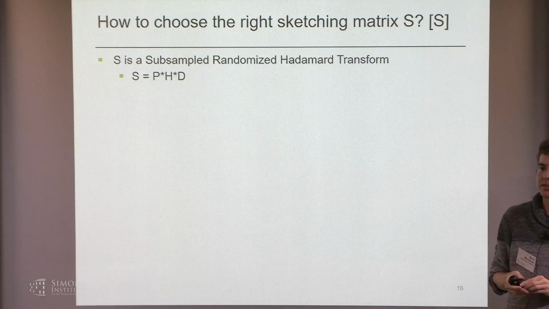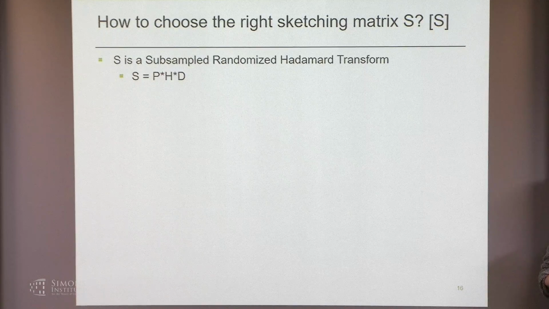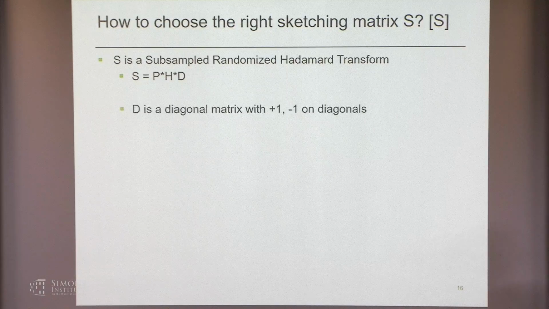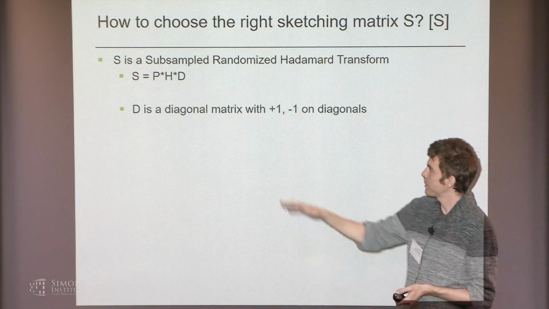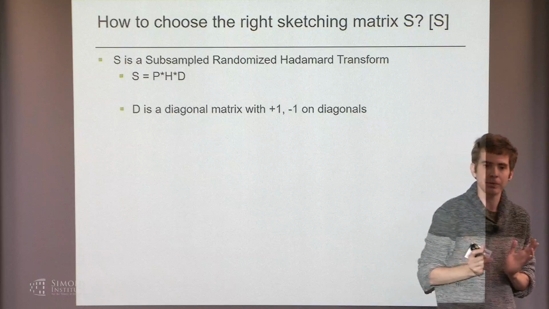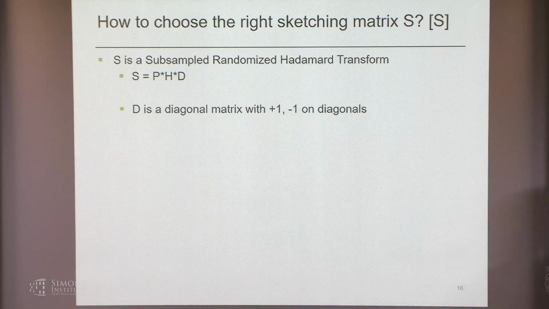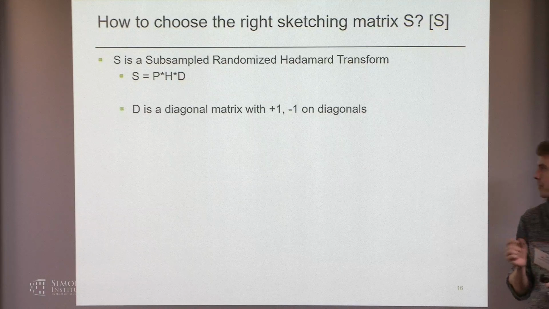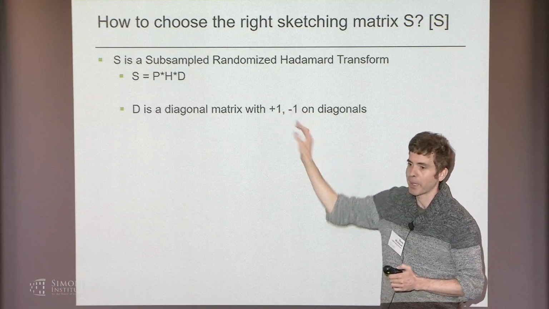Okay, so I just have one slide on this. Ken tomorrow will elaborate more on this and give a proof, but let me just give you some intuition. So what are these factors? D is just a random diagonal matrix, so the entries on the diagonal are chosen independently. Each entry with probability a half is chosen to be 1, and with probability a half is chosen to be -1.